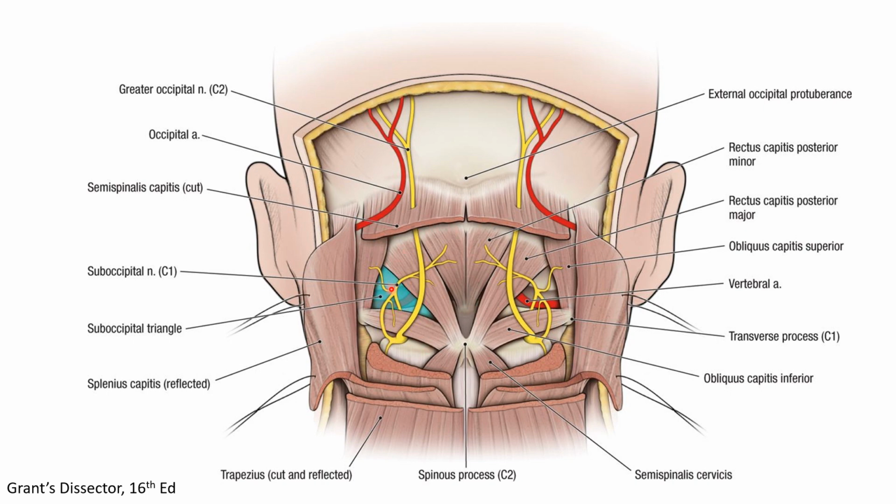So these are 4 muscles that attach from the inferior nuchal line to the spinous process of C2 and transverse process of C1, and you'll also see these nerves and arteries exiting through this area: suboccipital nerve and greater occipital nerve, occipital artery, and vertebral artery.